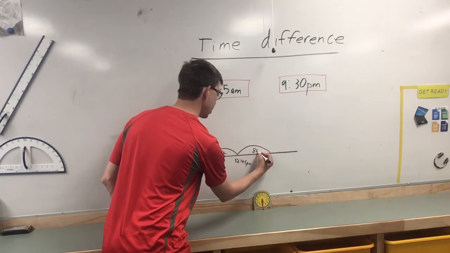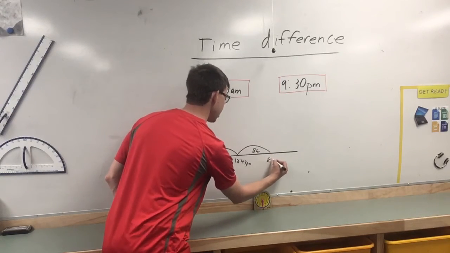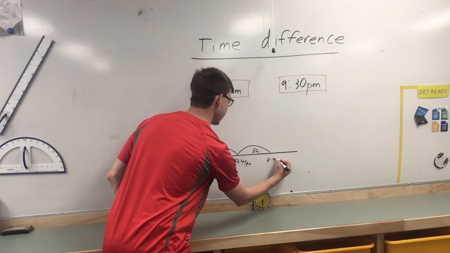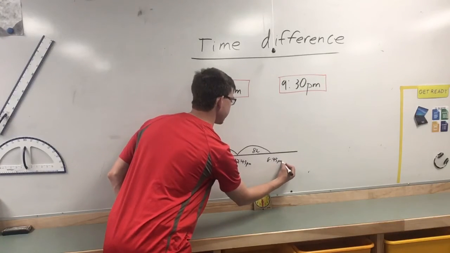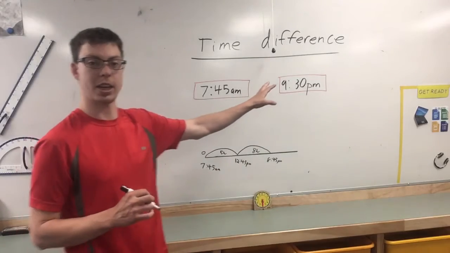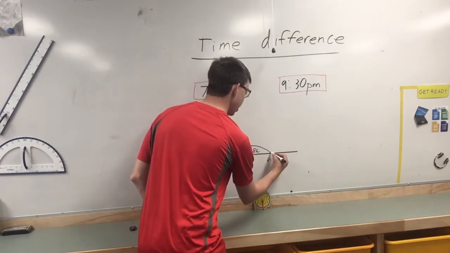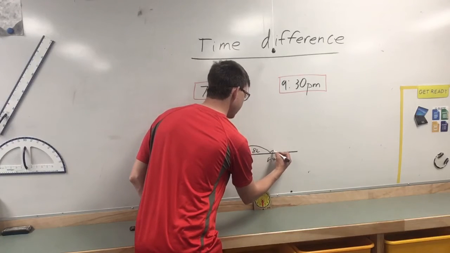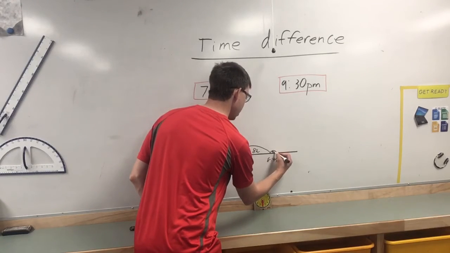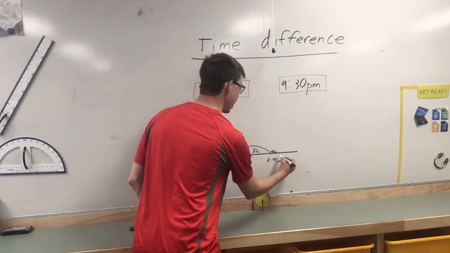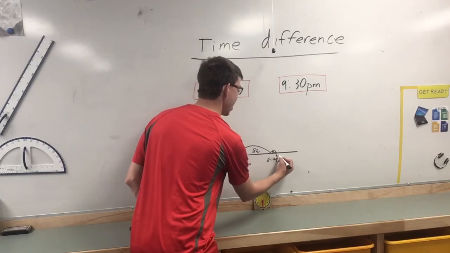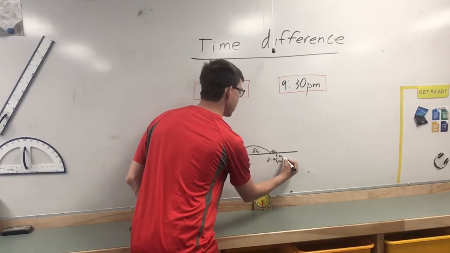8 hours, and I'm going to be at 8:45 p.m. And I'm very close, and I can tell that it's only 45 minutes away. So I'm going to jump another 45 minutes. Okay, and then I'm going to be at my time at 9:30 p.m.